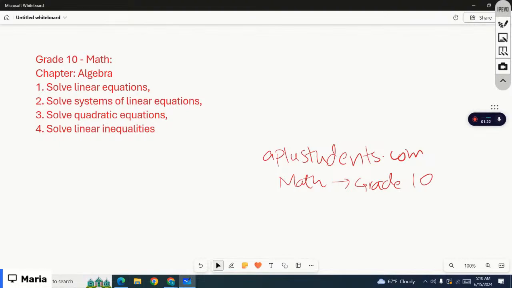There you can find a list of the chapters. We're going to start with the chapter algebra. The lessons we're going to cover today are solve linear equations, solve system of linear equations, solve quadratic equations, and solve linear inequalities. So please make sure you have your notebook and pencil so that you can note down the important examples and definitions as well.